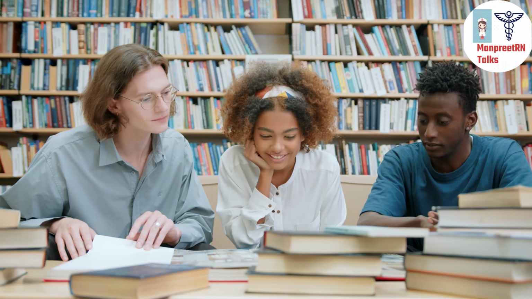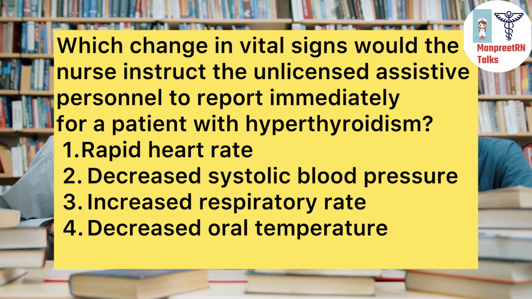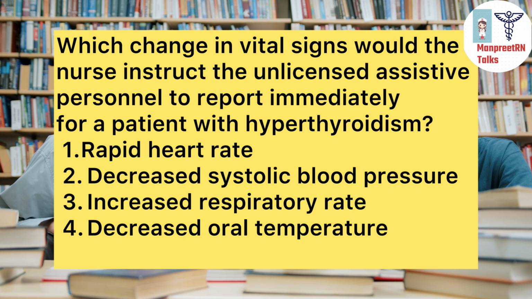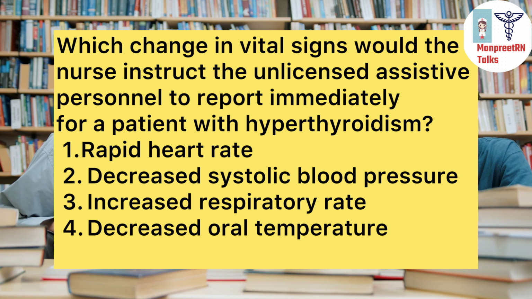Next question. Which change in vital signs would the nurse instruct the unlicensed assistive personnel, UAP, to report immediately for a patient with hyperthyroidism? Rapid heart rate, decreased systolic blood pressure, increased respiration rate, or decreased oral temperature?